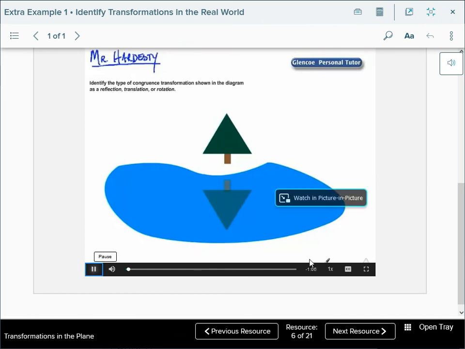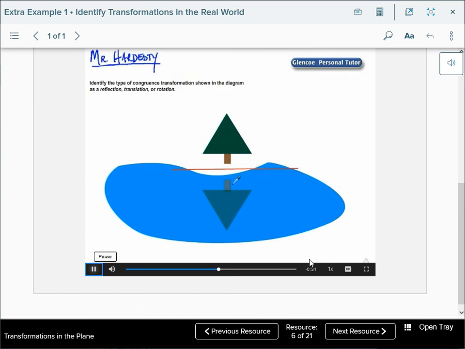Kind of a W. This is Mr. Hardesty. In our next problem, we'll take a look at transformation. Identify the type of congruence transformation shown in the diagram as a reflection, translation, or rotation. In our figure, we can see a tree, and opposite from that, in the water, is the reflection of that tree. How do we know? Somewhere here is the shoreline, which is considered as a line of reflection.